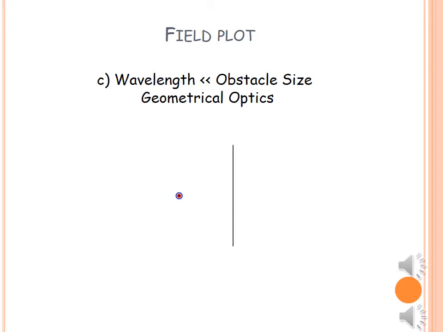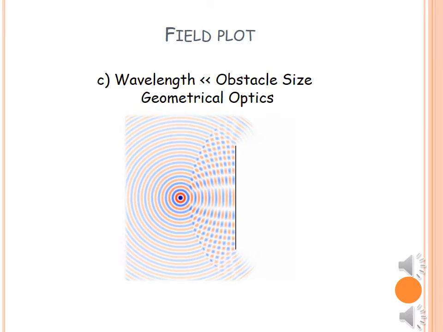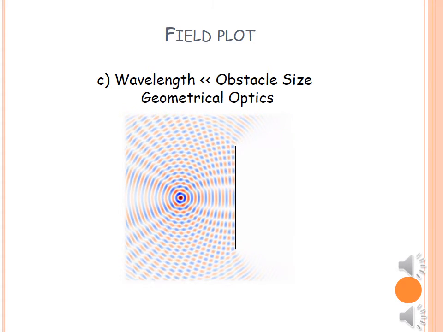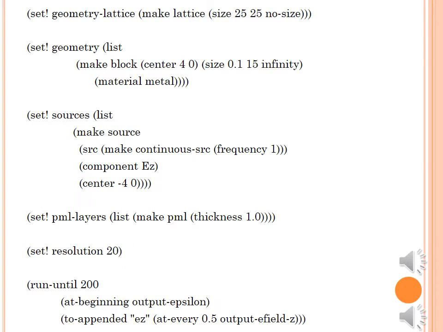For the last case, we have wavelength much smaller than the obstacle size, and we can practically see what happens for geometrical optics. In the field plot, we can see that an interference pattern is observed in front of the metal and no field passes beyond the metal. Again, in the MEEP code, only the obstacle length is changed. Geometrical optics finds its major application in optical fiber for communication.